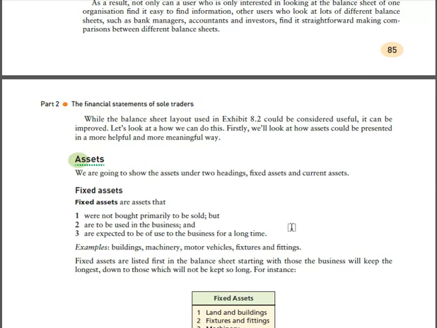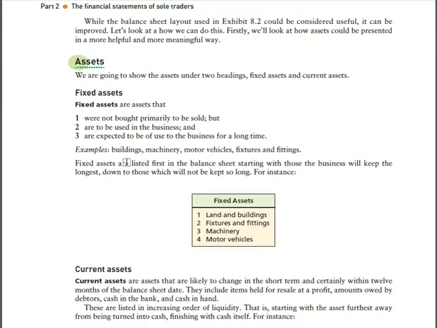So there is a specific way of arranging different assets. There are generally two types of assets. One is the fixed asset. Fixed assets are assets which were not bought primarily to be sold, but they were bought to be used in the business. They are expected to be of use to the business for a long time. So the three features that a fixed asset would have are: not bought to be sold, expected to be used in the business, and to be used for a long period of time, not for a few months. Examples of these would be building, machinery, motor vehicles, fixtures, and fittings.